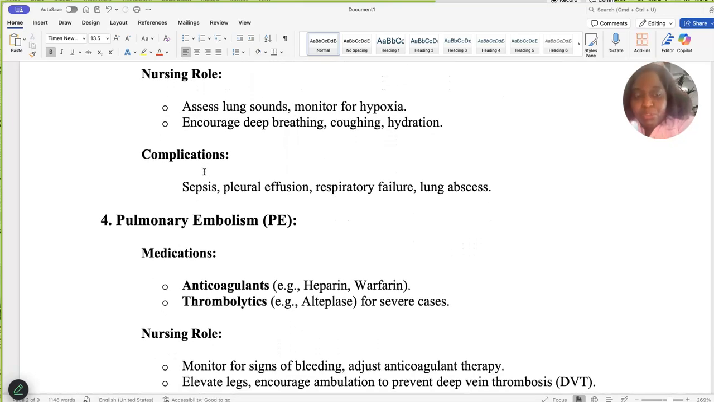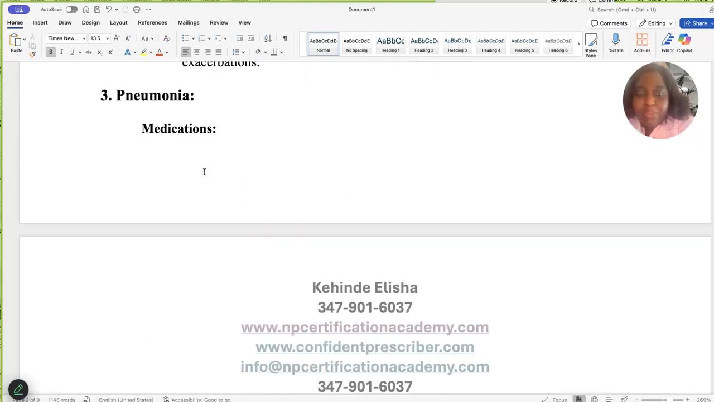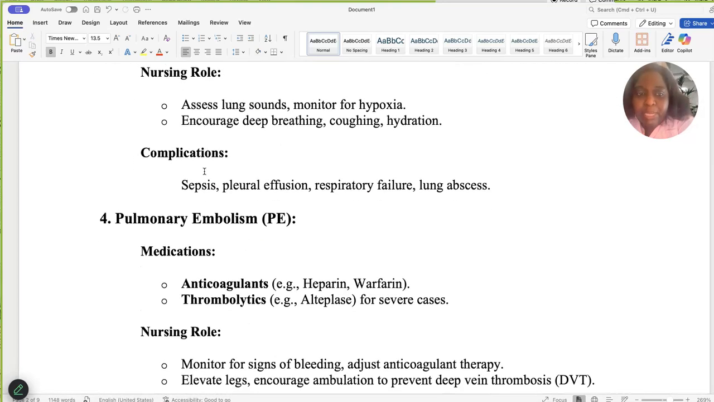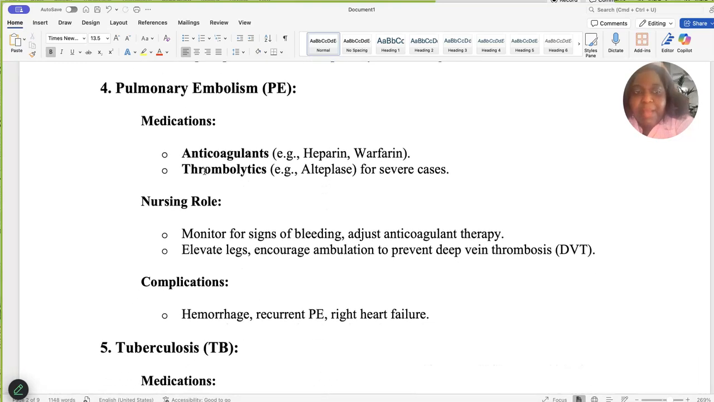Nursing role, what's your job? What's your role when you are managing somebody with pneumonia? You must assess for lung sounds, you must monitor for hypoxia, you must encourage deep breathing, coughing, hydration. What are the complications that patients are most likely going to encounter? Sepsis, pleural effusion, respiratory failure, lung abscess. These are things that can potentially happen.